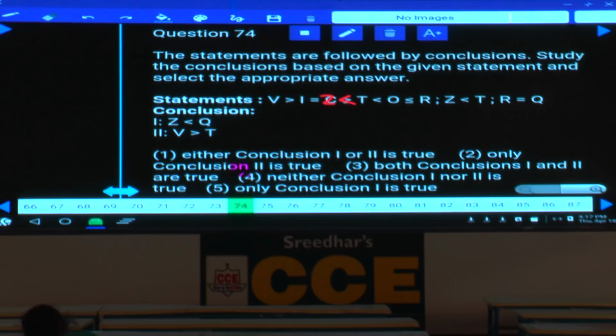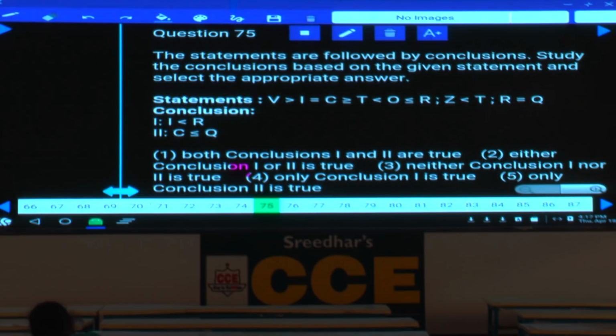And R equals to Q. And R and Q can be written in the same way. Hence, what is the relation here? Z lesser than Q, definitely true, isn't it? Then coming to the second one, the relation between V and T. Now in between V and T, what is the symbol common here? Greater than. V greater than T is also true. Hence both 1 and 2, that is choice 3. 74, choice 3.